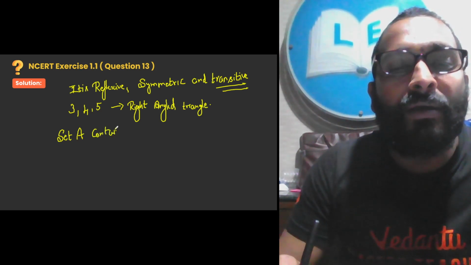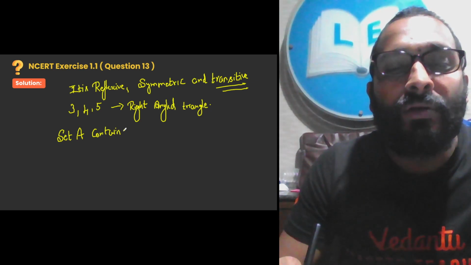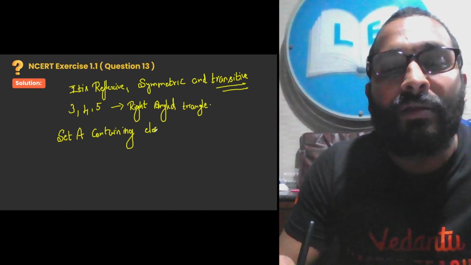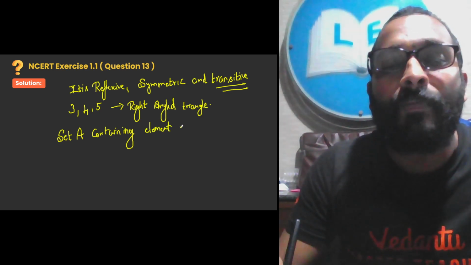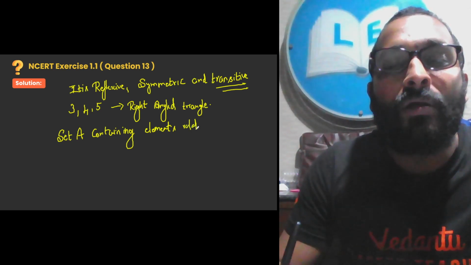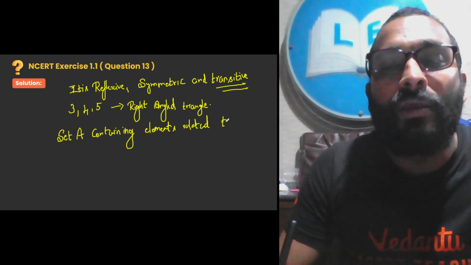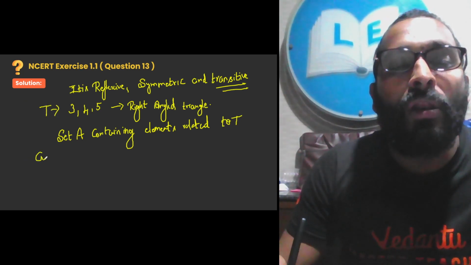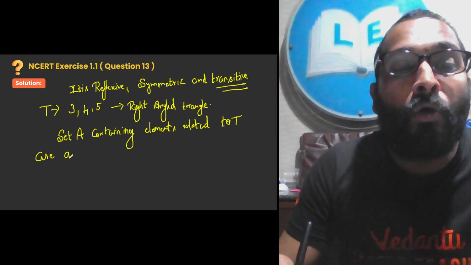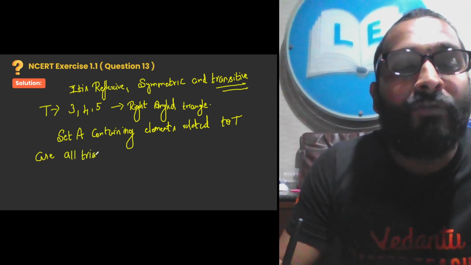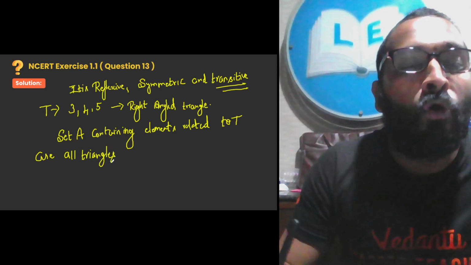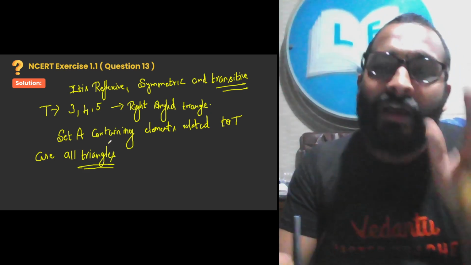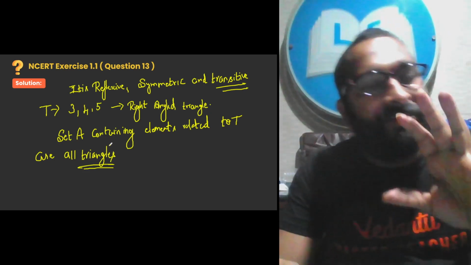So the set A containing elements related to T, this is T, right? You will not write right triangles, you will write all triangles, because here we are only talking about the number of sides. So all the triangles are related to this, because triangles have the same number of sides. Yes, 3, 4 and 5 is a right angle triangle, but that right angle part is given just to confuse you.